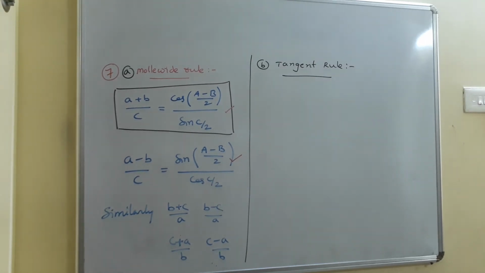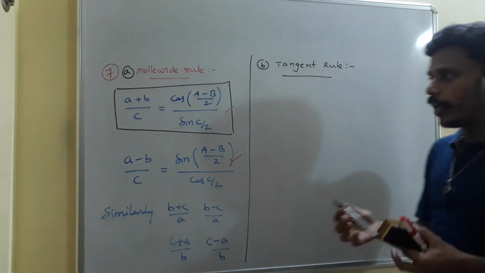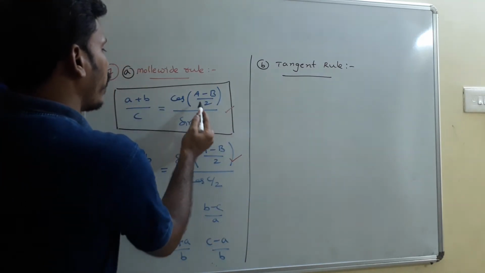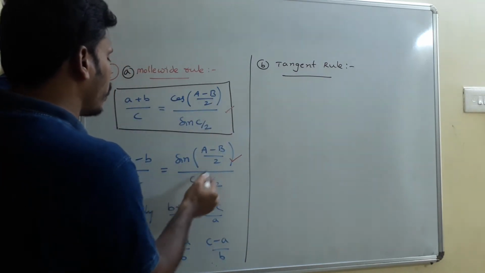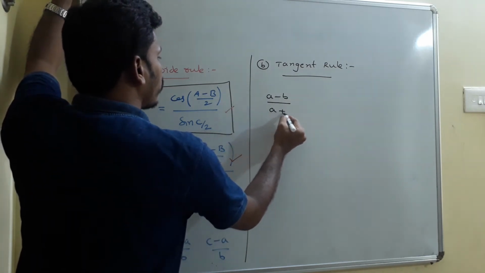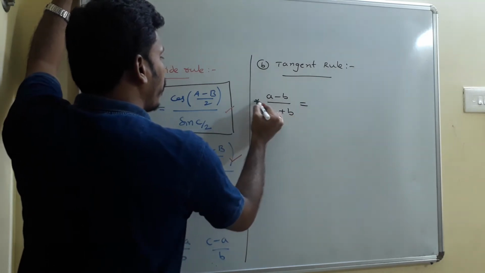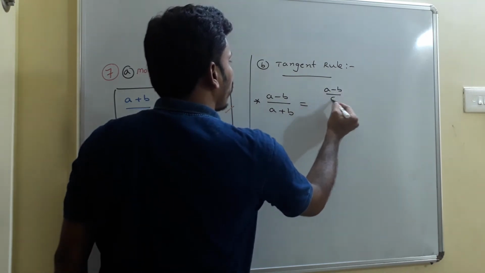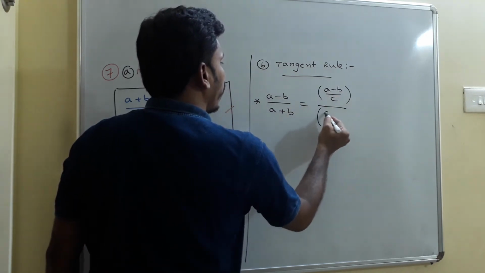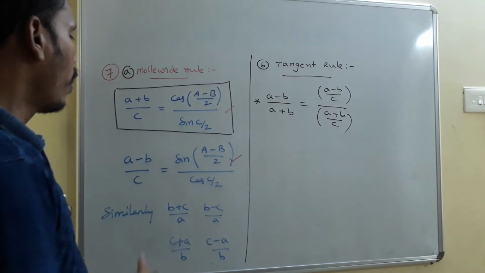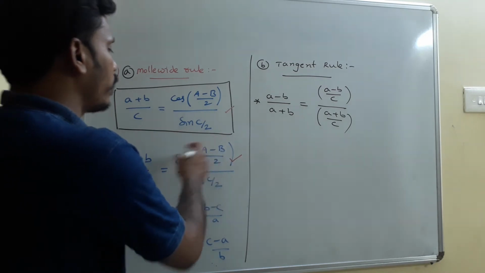Tangent rule is just another step, another development of the Mollwide rule. See, if you look there, what is this Mollwide rule? A plus b by c is cos of (a minus b) by 2 by sin c by 2. A minus b by c is this one. Now you just divide a minus b with a plus b, that's it. We need to find a minus b by a plus b. So a minus b by a plus b is nothing but, if you divide with c, a minus b by c divided by a plus b by c. And what is a minus b by c? From Mollwide rule, a minus b by c is this value.